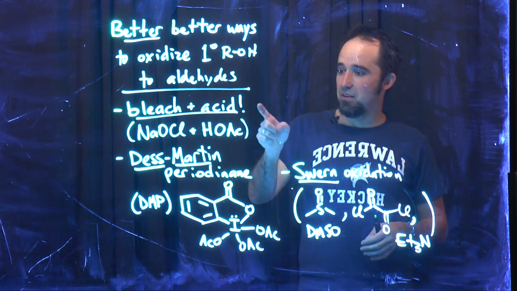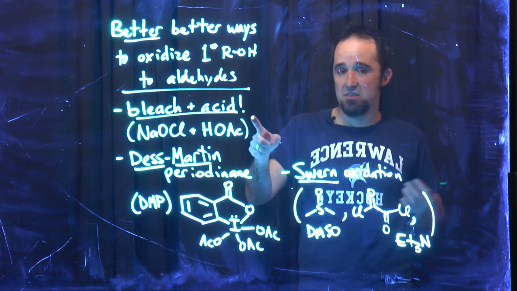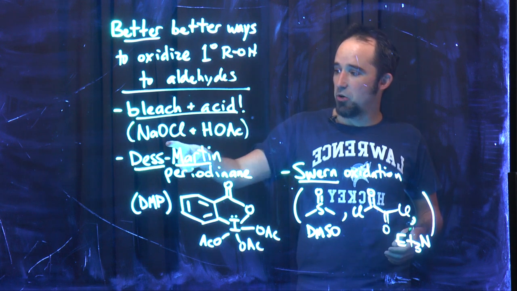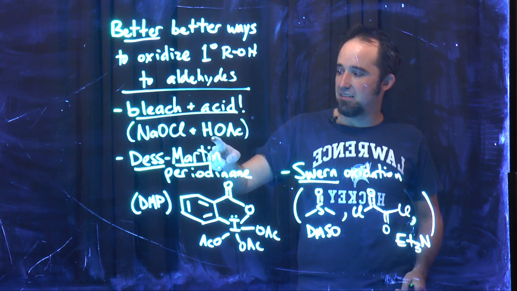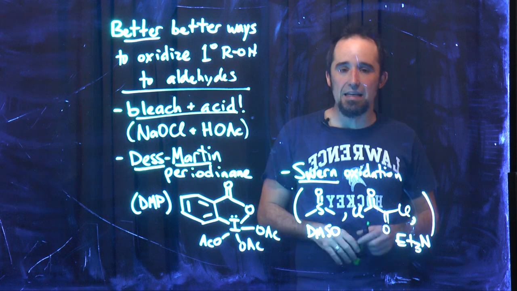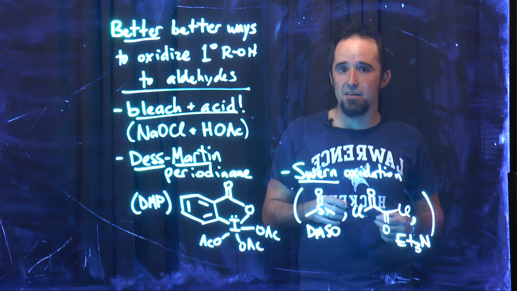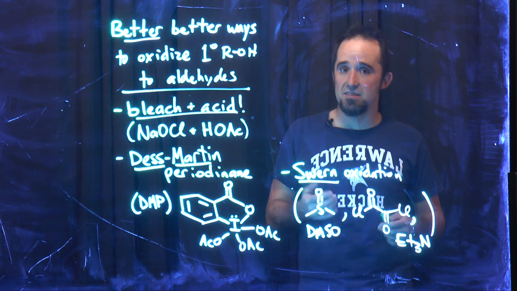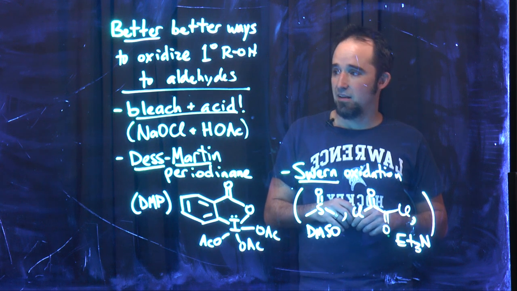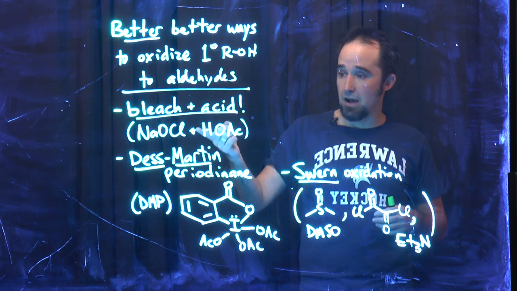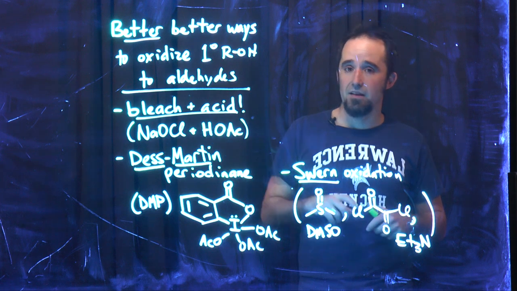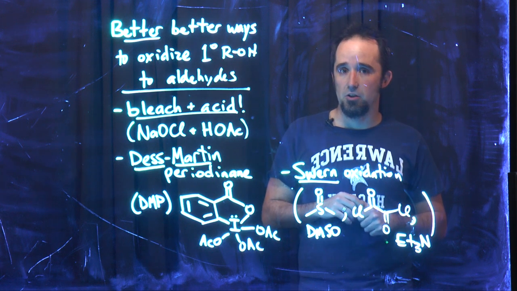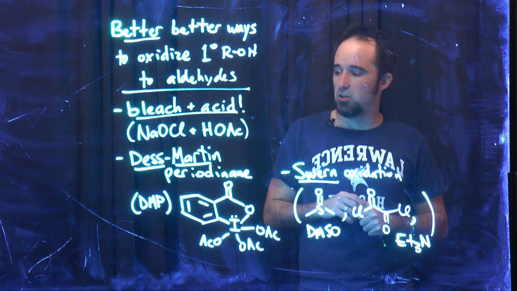All right? Probably the best and greenest way to do this is just bleach and acid. So sodium hypochlorite, if we add some acid, it becomes HOCl, hypochlorous acid. And that's a pretty good oxidant for this purpose. We usually do this in a lab where we take an alcohol and treat it with Clorox bleach right out of the Clorox bottle and acid and get a ketone in pretty good yield.